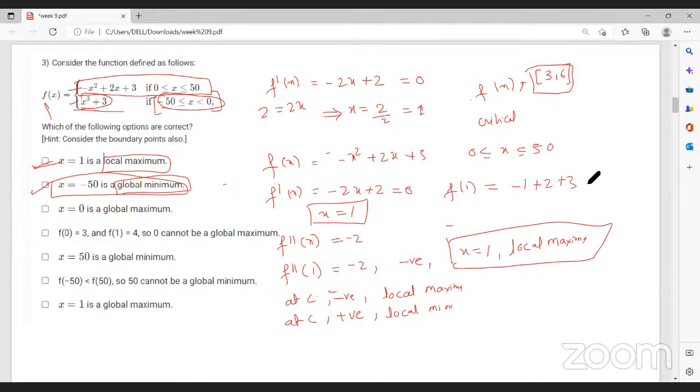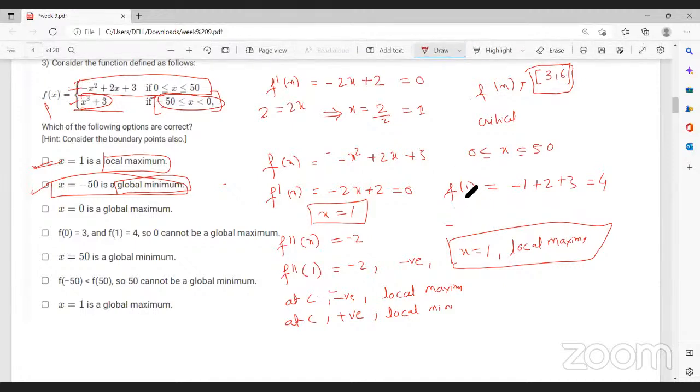The answer is 4. Minus x square is there, so the minus should be taken separately. So f of 1, I am getting the value 4. This is at the critical point, and that is my local maxima.